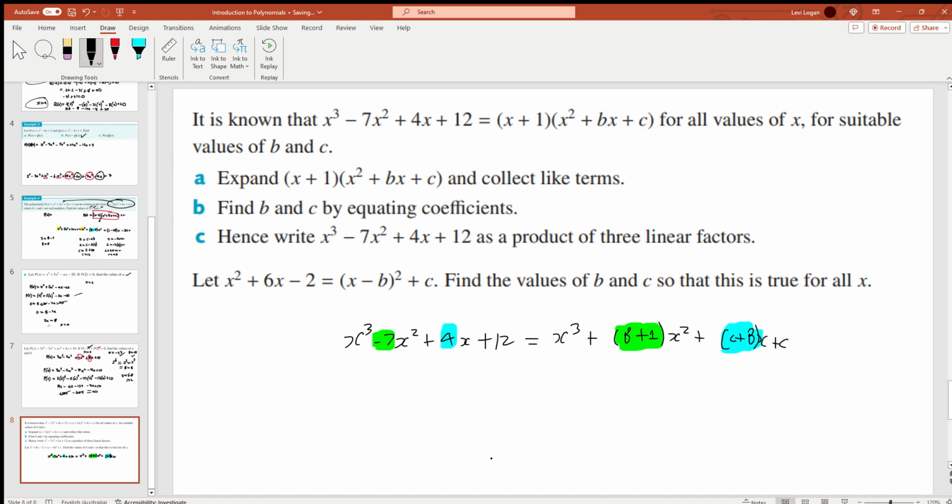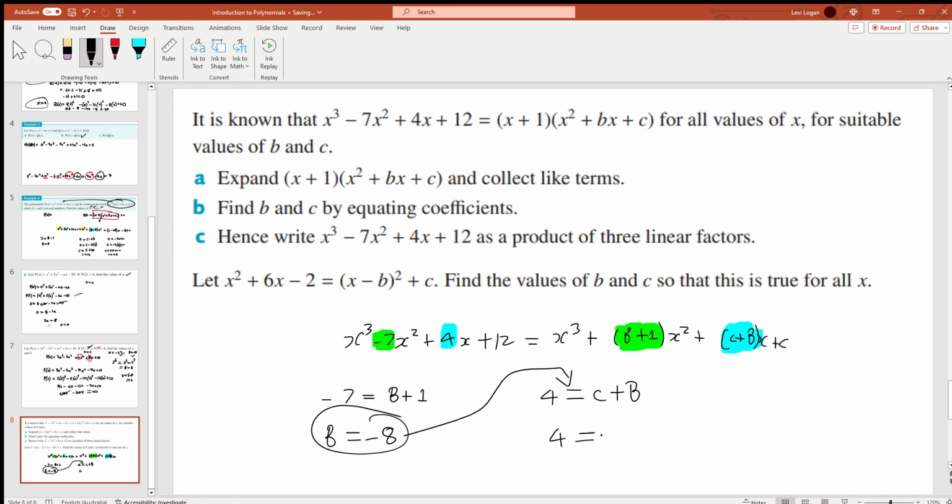So in other words, we get two equations. Minus 7 is equal to b plus 1, so we can find b very easily. And 4 is equal to c plus b. Move the 1 over to the other side, so b is minus 8. Move this into this equation here, so we get 4 is equal to c minus 8. Move the 8 to the other side, so we get 4 plus 8 equals c, which is 12. So b is minus 8 and c is 12.